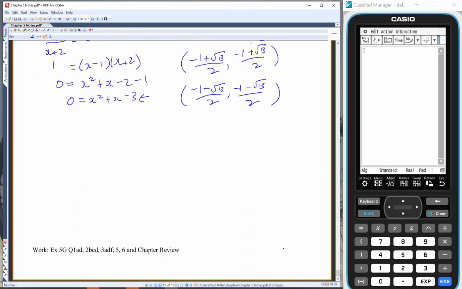Okay, so that is inverse functions, and what I'll get you to do is 5G, those are the questions there. Make sure you complete the Chapter 5 review along with the Chapter 3 review to make sure that you're ready for any form of assessment when we get back.